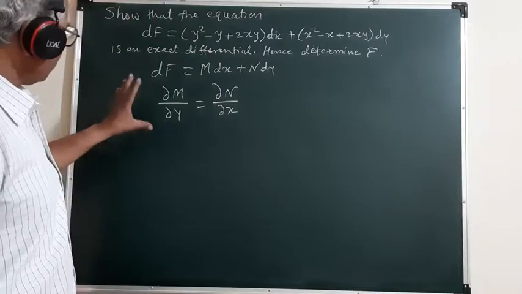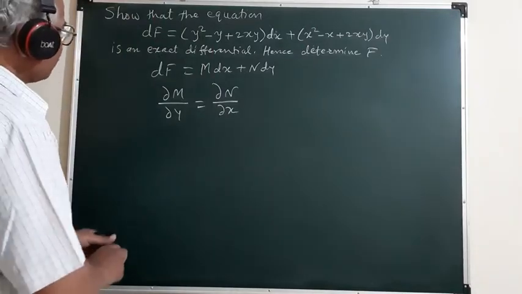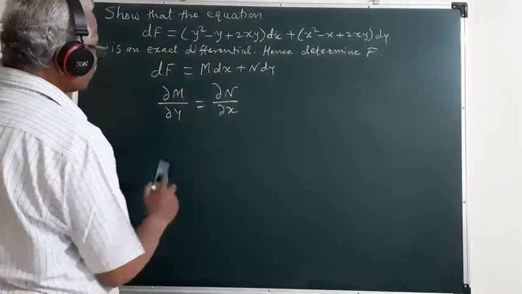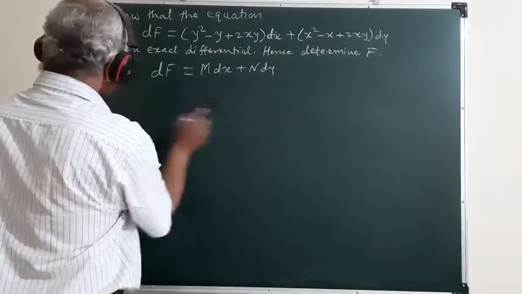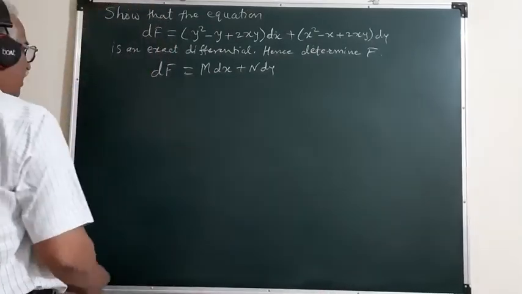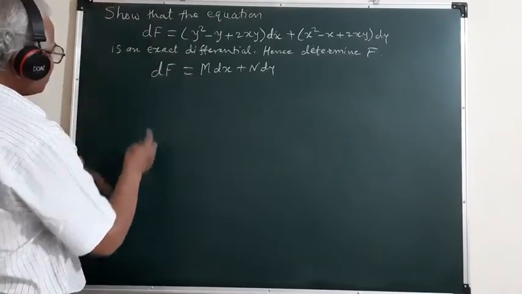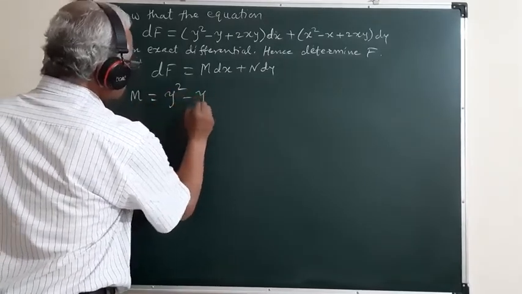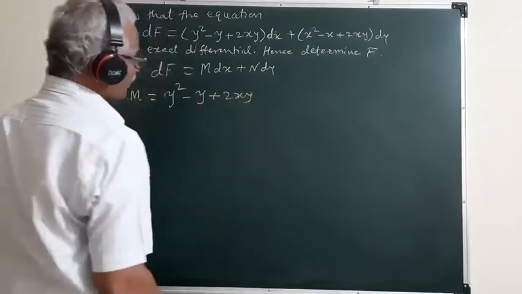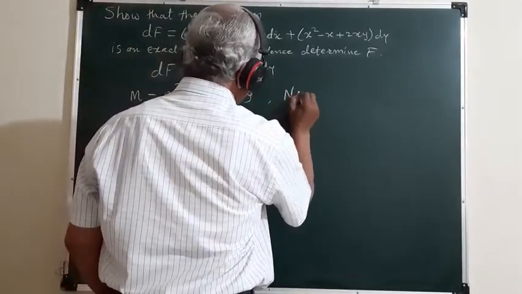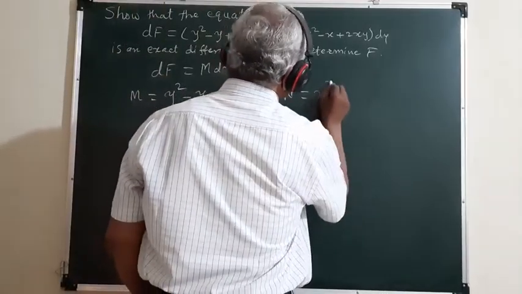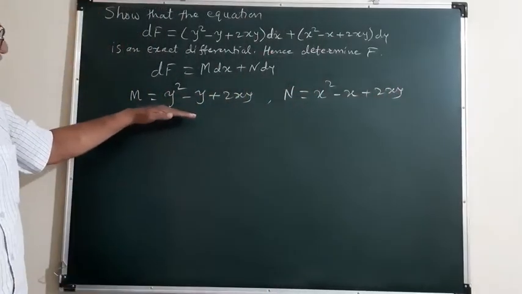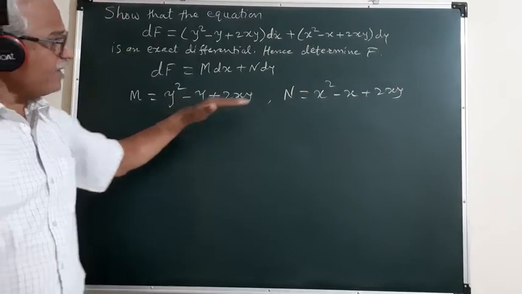So if we compare the given total differential with this standard total differential df equal to m dx plus n dy, then we can write the expressions for m and n. Comparing these two expressions for df, we can write m is equal to y square minus y plus 2xy, and we get n is equal to x square minus x plus 2xy. So we obtain the expressions for m and n.